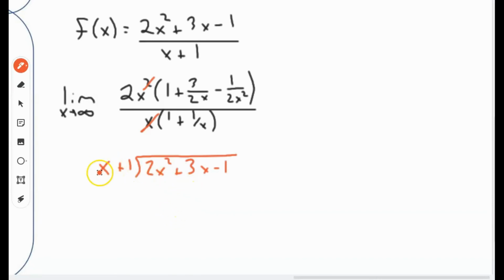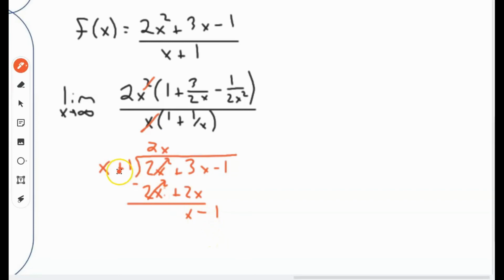So how many times can x go into 2x squared? Well, 2x times, right? Because 2x times x gives us 2x squared. But of course, this 2x we're going to times by the x to give us 2x squared, and we're going to times it by the 1 to give us plus 2x. Then we subtract. So 2x squared minus 2x squared cancels. 3x minus 2x just gives us x. And then we bring down the negative 1.